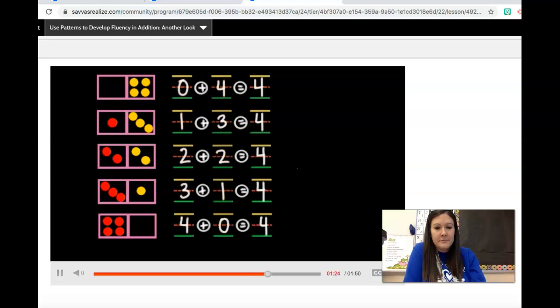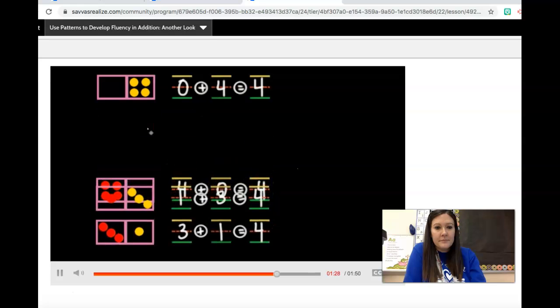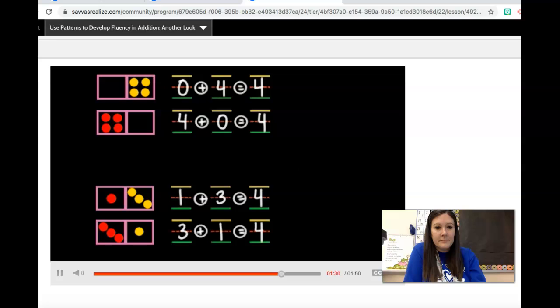Here's one more useful thing to know. It doesn't matter in which order you add the numbers. See, 0 plus 4 and 4 plus 0 equal 4. And both 1 plus 3 and 3 plus 1 equal 4. Remember, looking for patterns can help you solve equations. Thanks for stopping by. Goodbye.